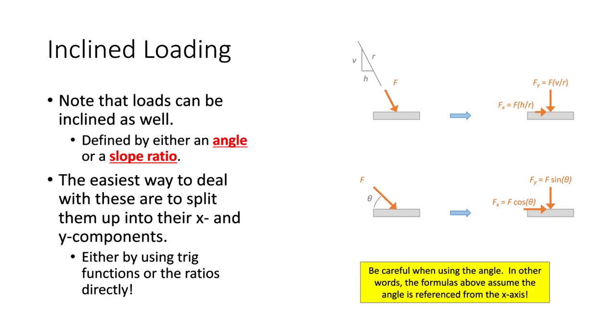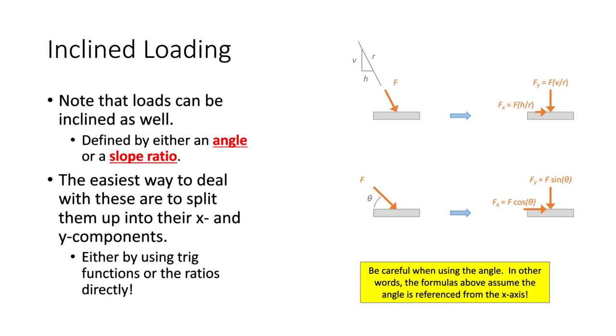If I have some force that is applied at some angle theta from the horizontal, I can convert that into x and y components. The x component would be the magnitude of that force times the cosine of the angle, and the vertical component would be the magnitude of the force times the sine of that angle.